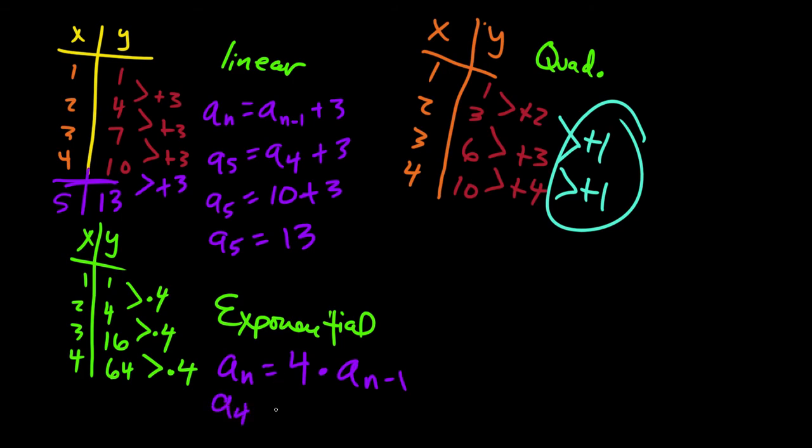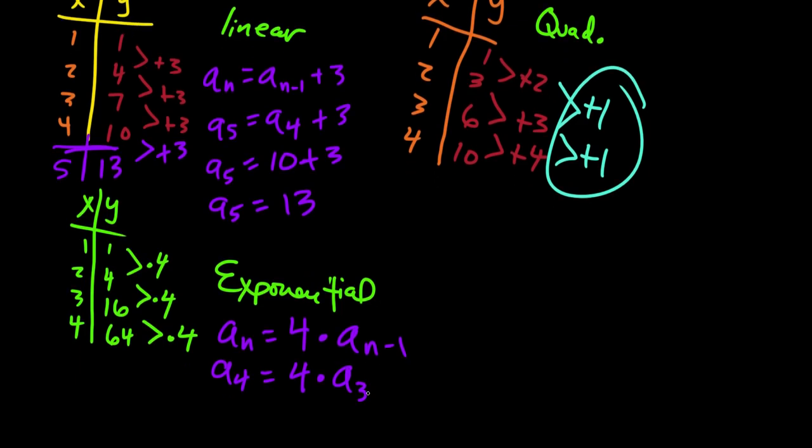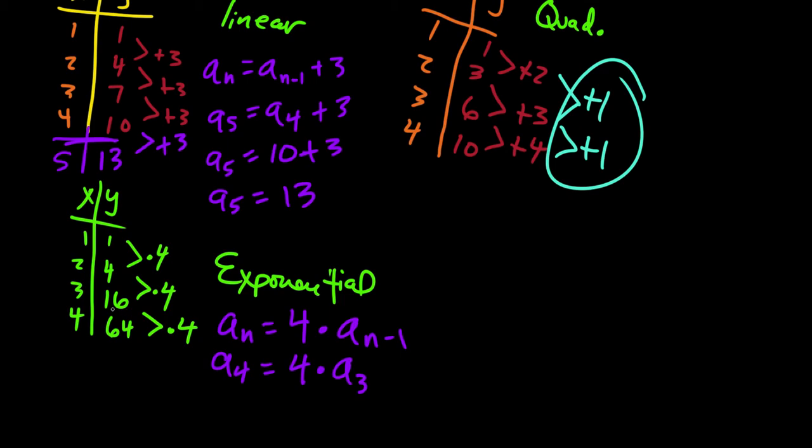So a sub 4 is equal to 4 times the previous term, which is a sub 3, or we subtract 1 from this n value that we chose. Now, a sub 3, I'll just go up a little bit. A sub 3, the value of it is 16, right there. So we say a sub 4 equals 4 times 16, which is 64, and that lines up with what we have in our table. So, once again, I'm going to erase this.